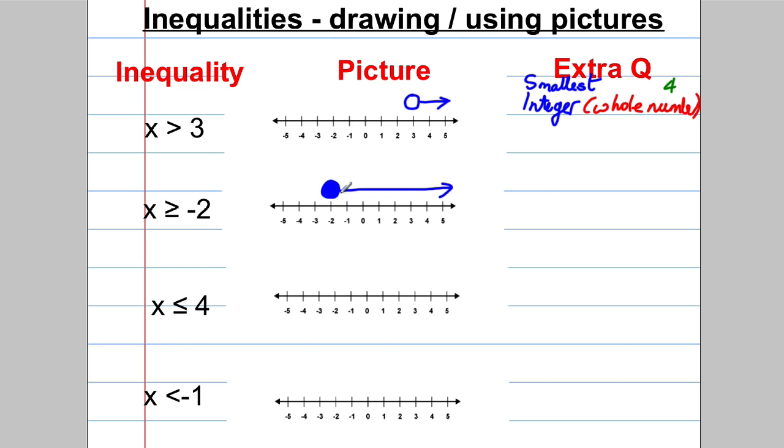What about the smallest integer here? What's the smallest integer x could be? Integer, remember, means whole number. Now the smallest one x could be is actually -2 because it's a coloured circle. So it could be -2 because we've coloured that in.